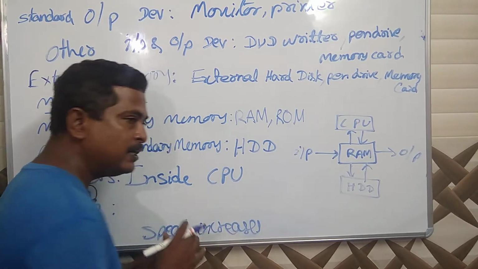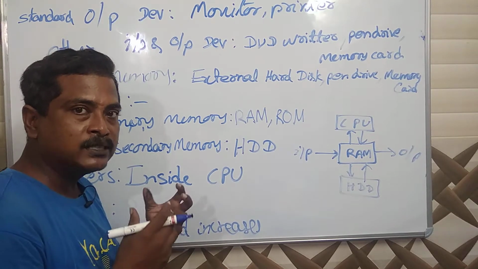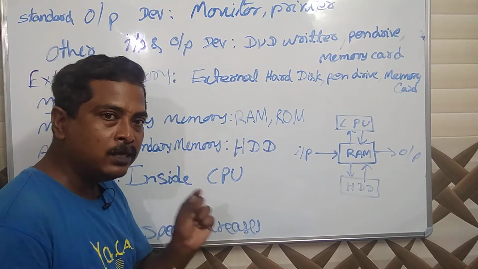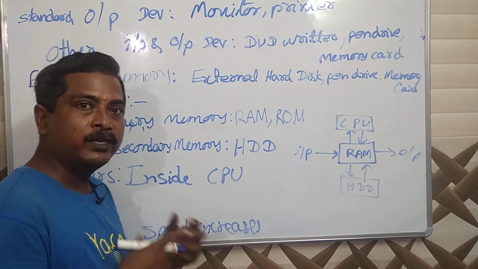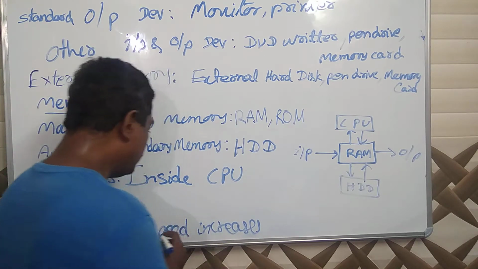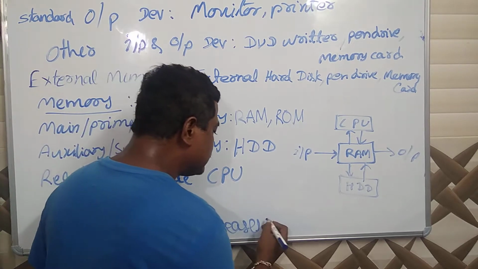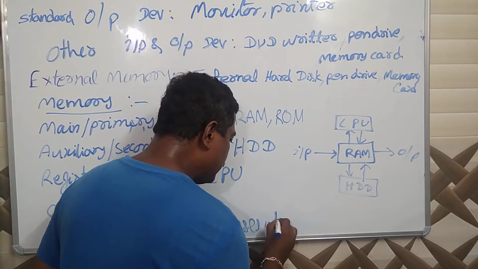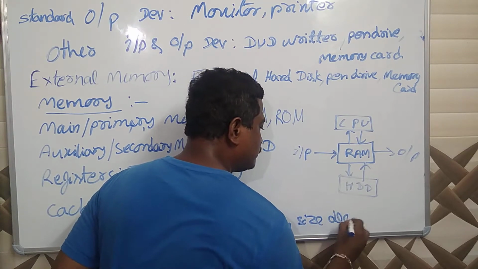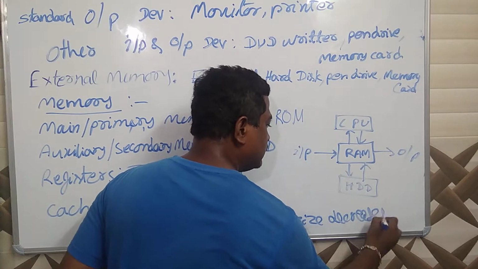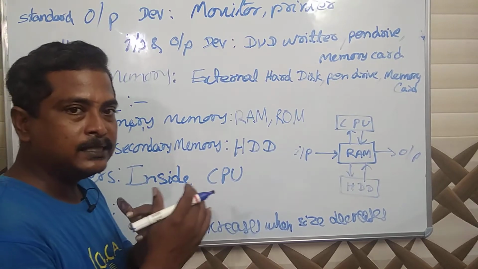Speed means the frequency to do work, the capability to do work. In one unit of time, how many tasks they can do. That is the speed or frequency, as you may say in scientific terms. So speed increases when size decreases. Speed increases while size decreases.